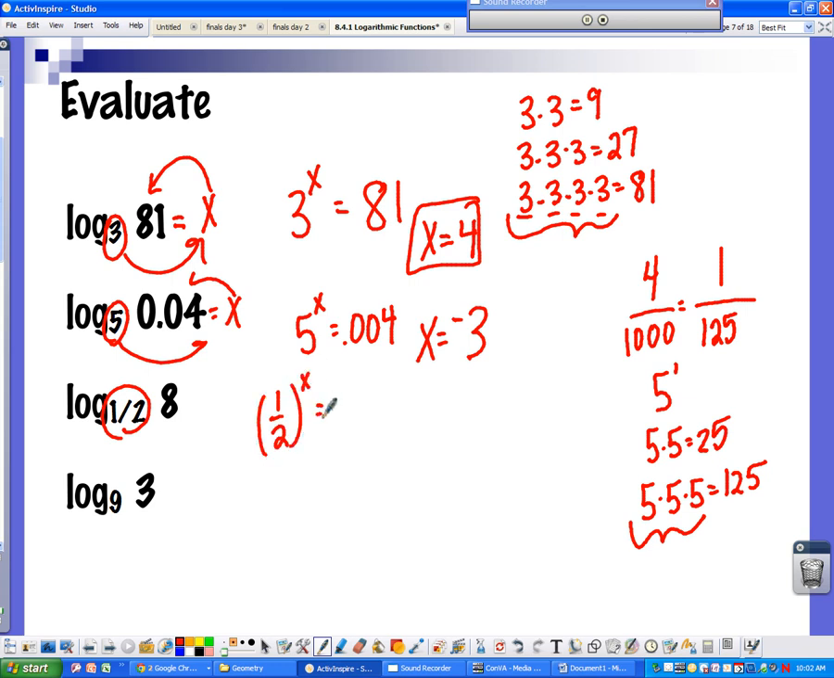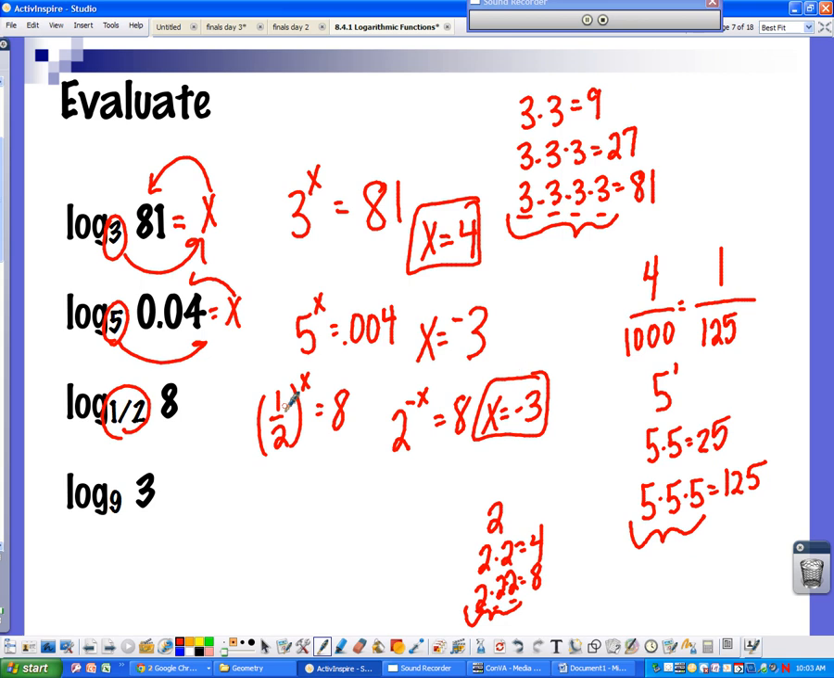to what power will give us 8. Well, it also works the other way. I automatically know that if I move this 2 up, my variable is going to turn into a negative. So then I've just got to find out 2 times itself, how many times will give me 8? Well, I know it's not 1. 2 times 2 is 4, so that's not it. 2 times 2 times 2 gives me 8. So I find out 1, 2, 3. So x has got to be a negative 3. And it's a negative 3 because I had to move the 2 out of the bottom. Okay. All right, the next one.